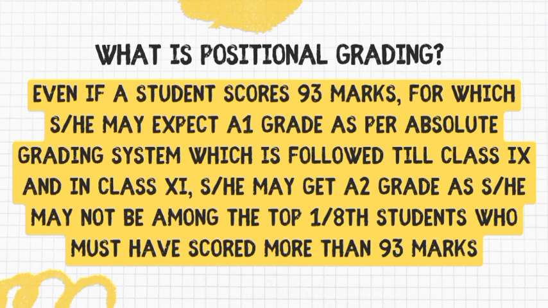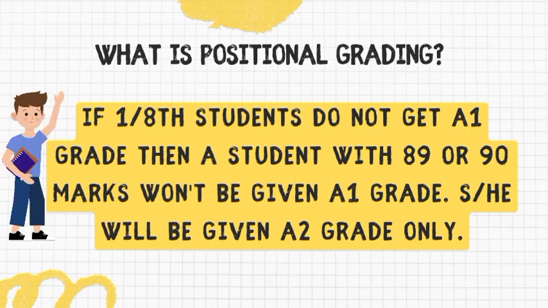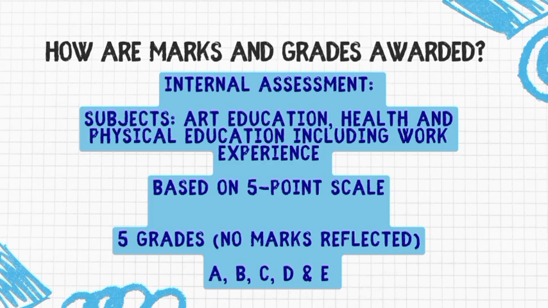Now, there are certain conditions applied. For example, even if a student scores 93 marks, for which he or she may expect A1 grade as per absolute grading system which is followed till class 9 and in class 11, she or he may get A2 grade as she or he may not be among the top 1/8 students who must have scored more than 93 marks. If 1/8 students do not get A1 grade, then a student with 89 or 90 marks won't be given A1 grade either, because he or she will be given A2 grade only because it falls in the range of 81 to 90.